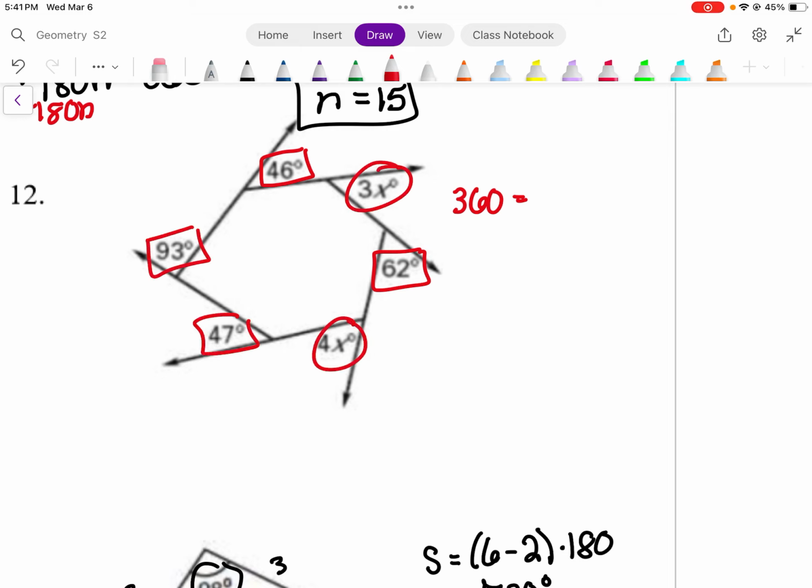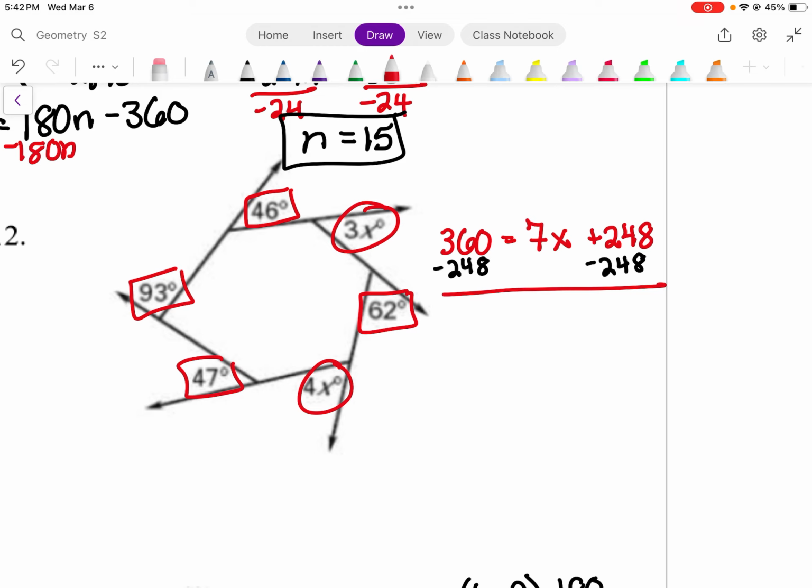So if we start by adding our variable terms together, 3x plus 4x would be 7x, and then we are going to add 46 plus 62 plus 47 plus 93. And when you add those all together, you would get 248. Once you're here, it's just solving an equation. So subtract that 248 on each side. And then that would come out to be 112 equals 7x, and then we'll divide both sides by 7. Once you do that, you would get your answer of 16 for our x value.